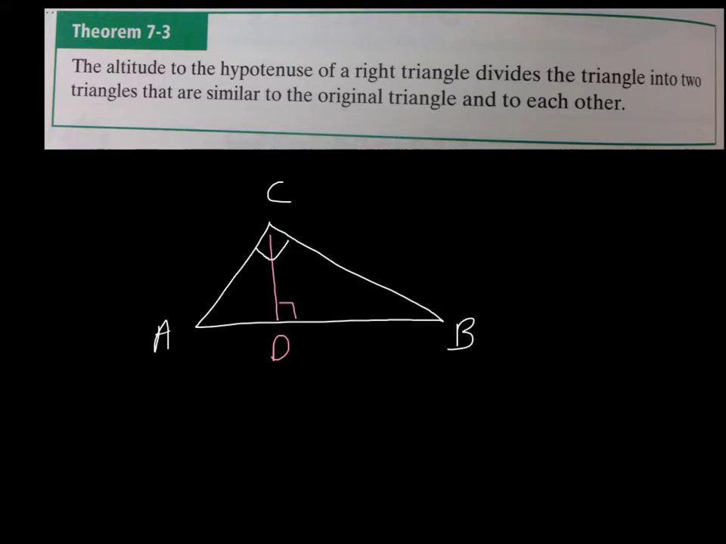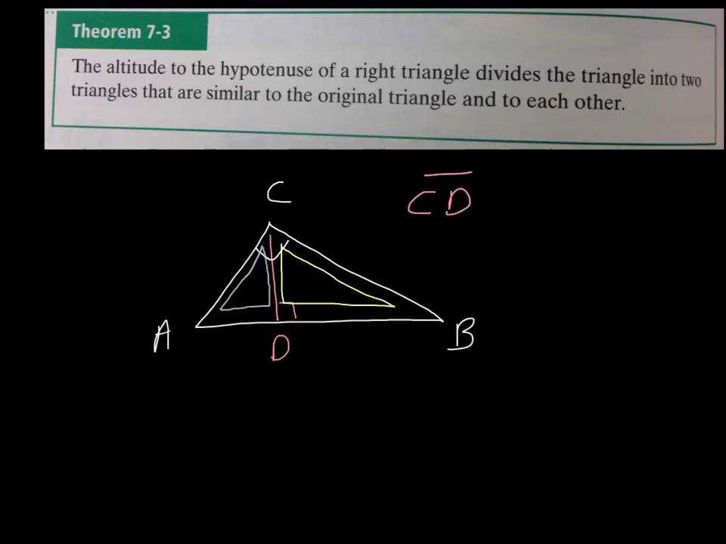If we look at triangle ABC, which we can see is a right triangle because angle ACB is a right angle, the altitude to the hypotenuse is segment CD. Segment CD breaks the big white triangle into two smaller triangles, this blue triangle and this yellow triangle. So again, what this theorem is stating is that the white triangle, the blue triangle, and the yellow triangle are all similar.